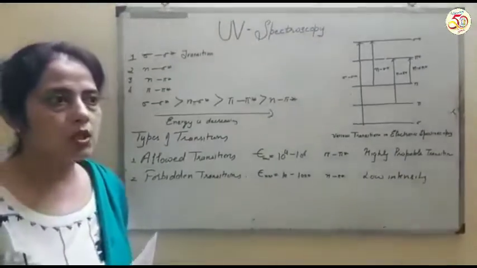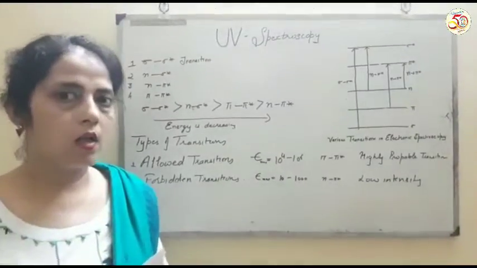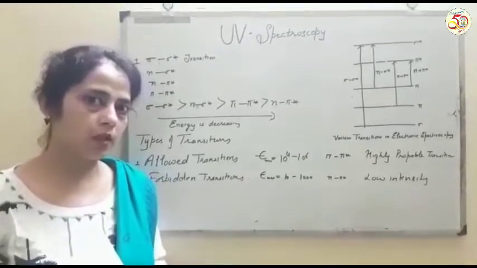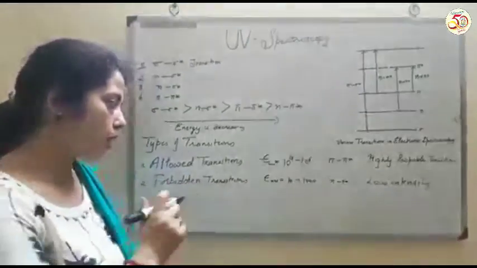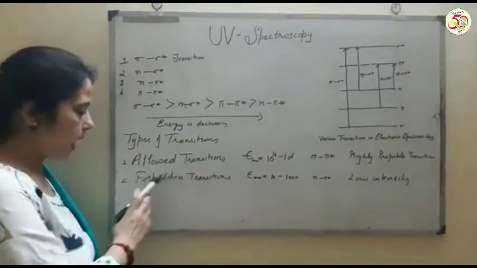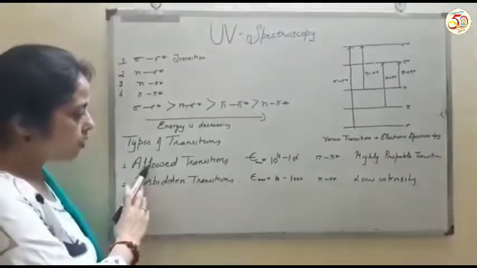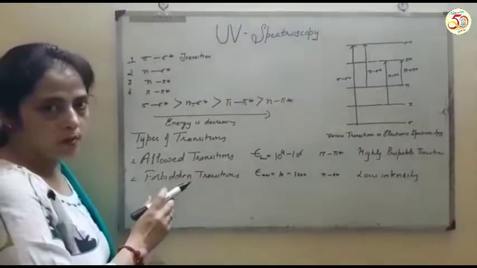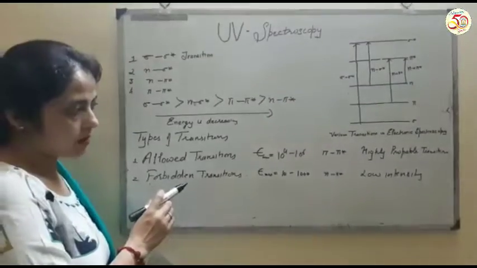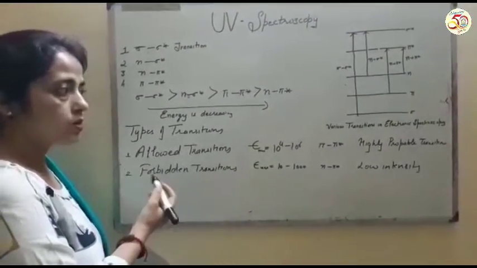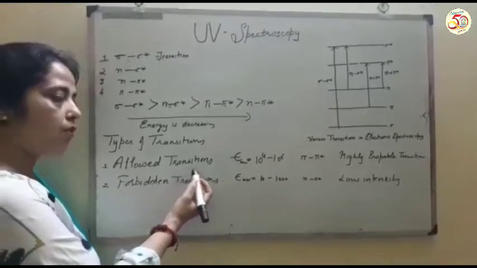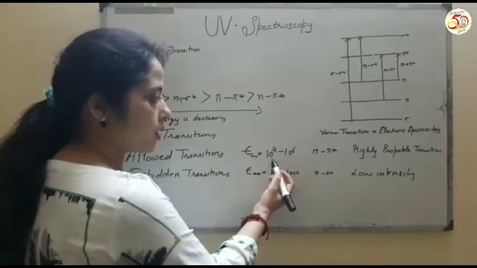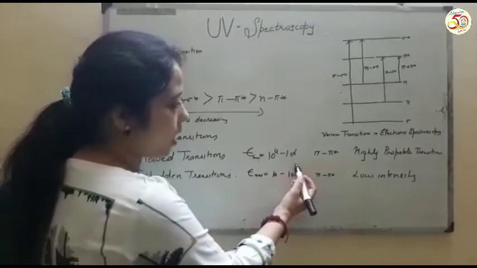Now, which transition can take place or not on the basis of the extent of transition? We have divided the transitions into two broad categories: allowed transition and forbidden transition. Allowed transition means the transition which occurs with higher probability, which can be observed with high intensity. Those transitions are called allowed transitions for which our molar absorptivity constant comes in the range of 10 to the power 4 to 10 to the power 6.